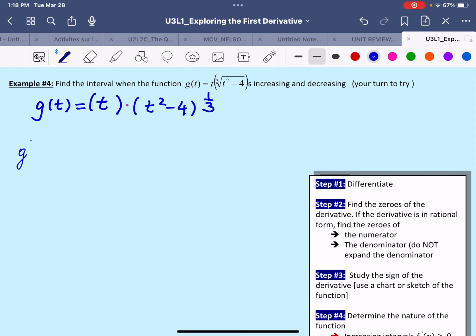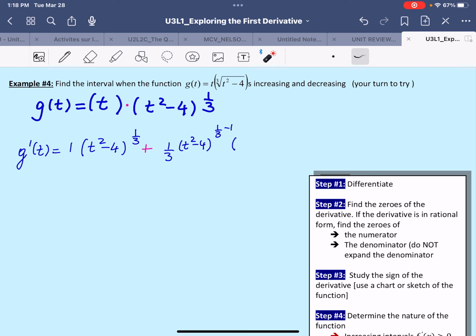So g prime t equals, so we have the product rule in here, which means we have to differentiate t. The derivative of t is 1, then multiply by t squared minus 4 to the power of 1 over 3, and then plus, because of the product rule, we are differentiating the second factor this time, so that will become 1/3 of t squared minus 4 to the power of 1 over 3, take away 1, and then multiply by the derivative of the inside. So we have a small chain rule we need to take care of here, times 2t, and then multiplied by the first factor, which is t.